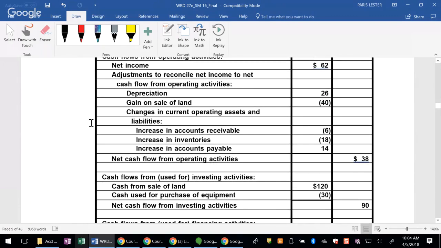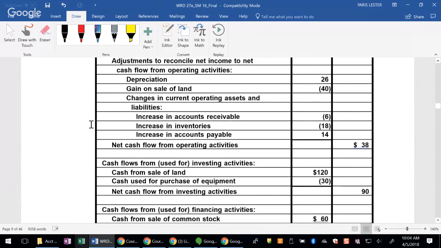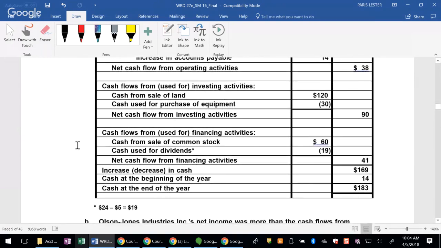All right. Now, what happened with investing activities? Part 2. We sold land for 120. We purchased equipment for 30. The difference is 90. Investing is usually easy. Don't mess up on that part. Now, cash flow from financing. You sold common stock, 60. You paid dividends, 19. The difference is 41.